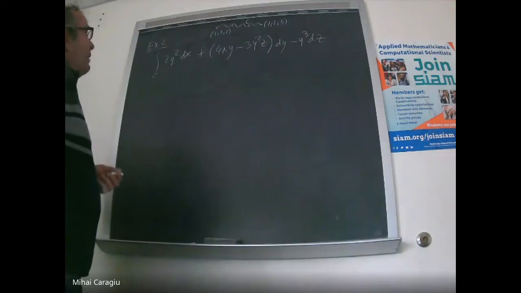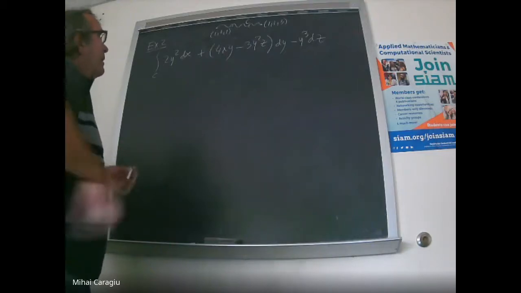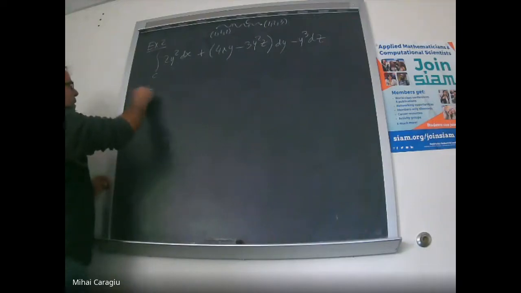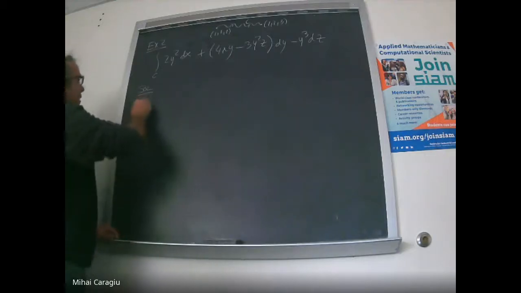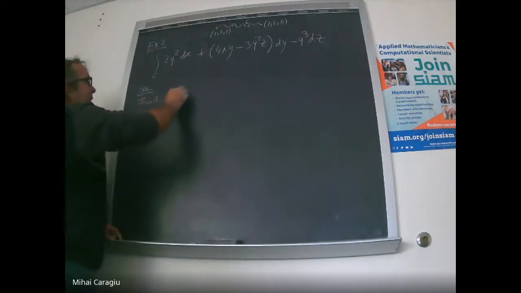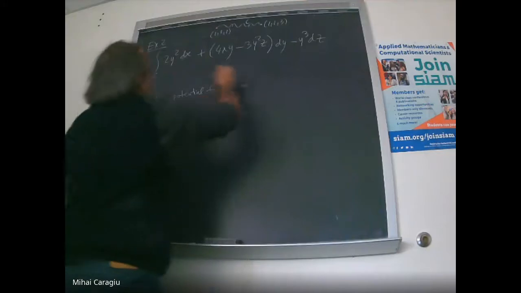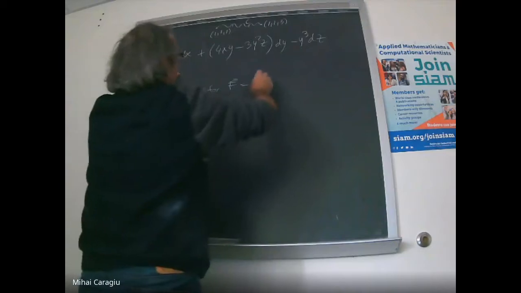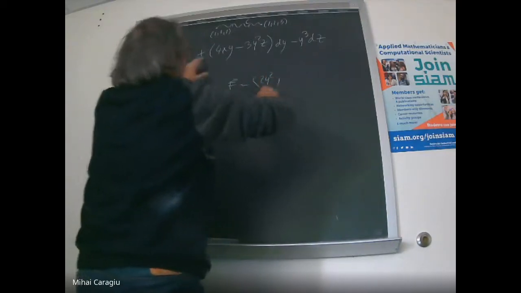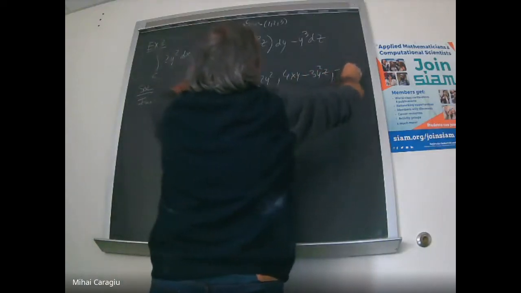Clearly, when we are not given particulars about the curve C and we are only given initial and terminal points, FTC 3 is to be thought of. Solution here. Step 1, find the potential for the vector field F. In this case, read the coefficients of dx, dy, dz. The vector field under discussion is 2y squared, 4xy minus 3y squared z, minus y cubed.